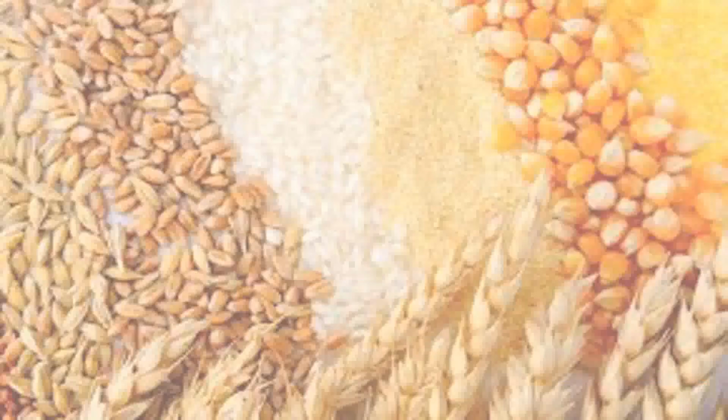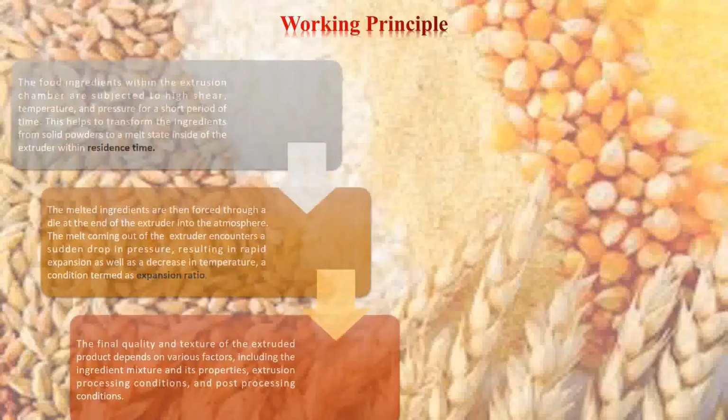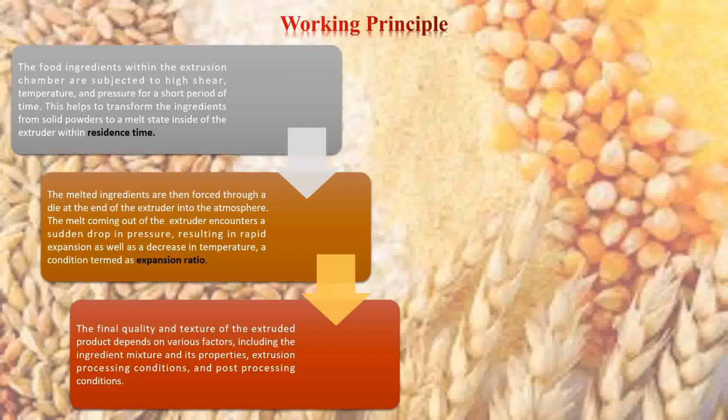And after this, let's come to the working principle of the extrusion machine. In the working principle, first, the food ingredients within the extrusion chamber are subjected to high shear, like I said, and temperature and pressure for a short period of time. This helps to transform the ingredients from solid powders to a melt state inside the extruder within the residence time. Residence time is the time for which the premixed ingredients reside within the extrusion chamber before they are propelled outside.